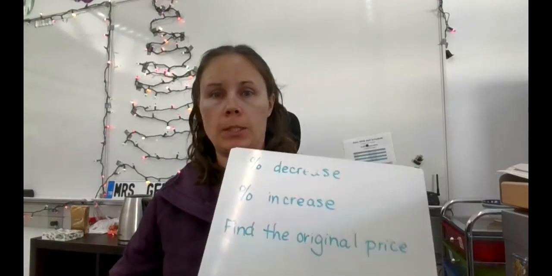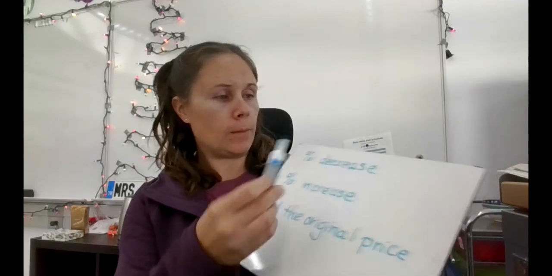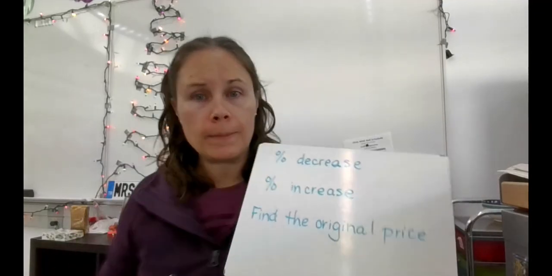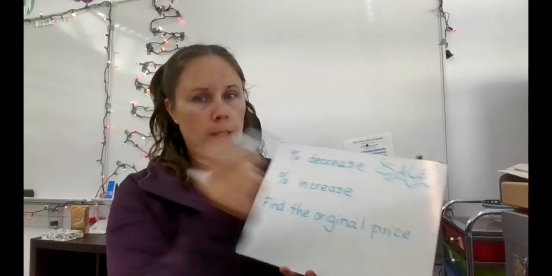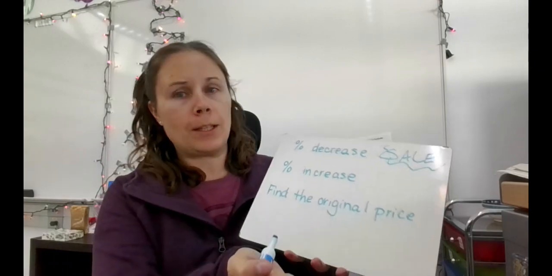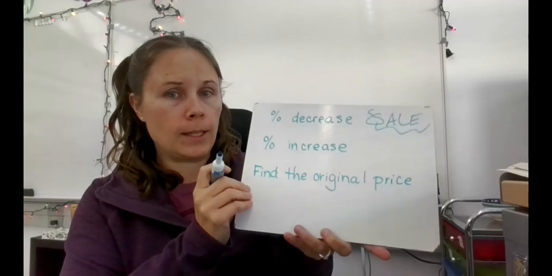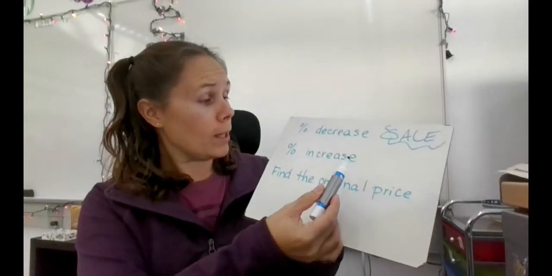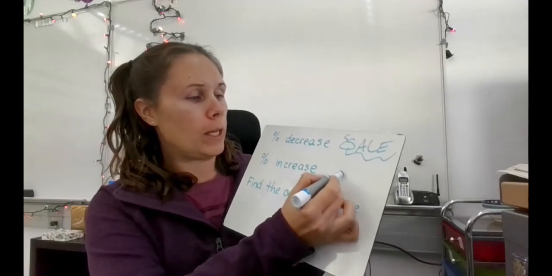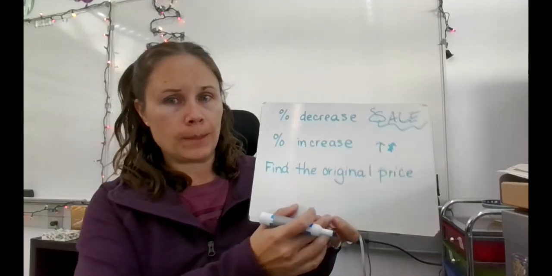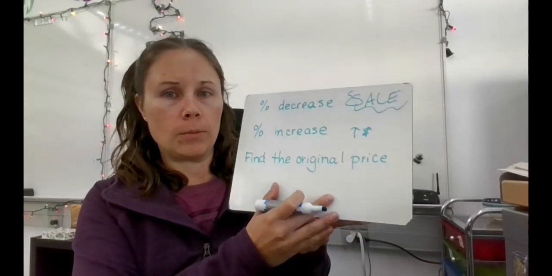We talked about the percent of decrease. So this would be like if something was on sale at a store, what is the new price? It was decreased, right? We've talked about the percent of increase, or the new price if it did increase. If a store is wanting to raise their prices and make more money. And then we talked about finding the original price if you have the sale price or maybe a new price.